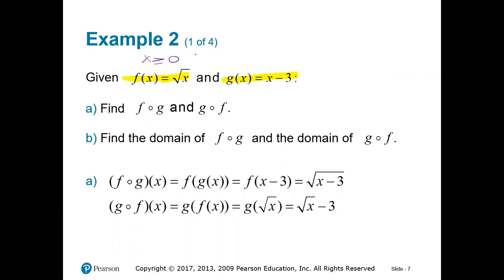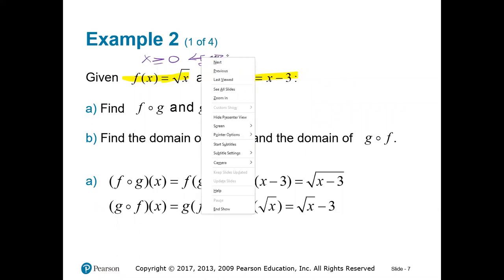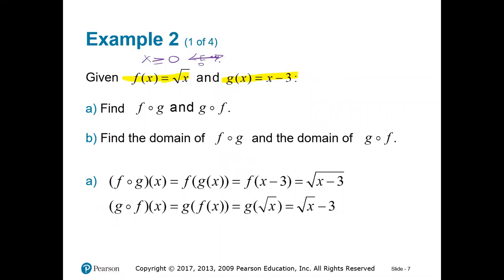So I know my domain, and if you need to write it on a number line, let's put our 0. I know that 0 is included, and it's going to go off to positive infinity.